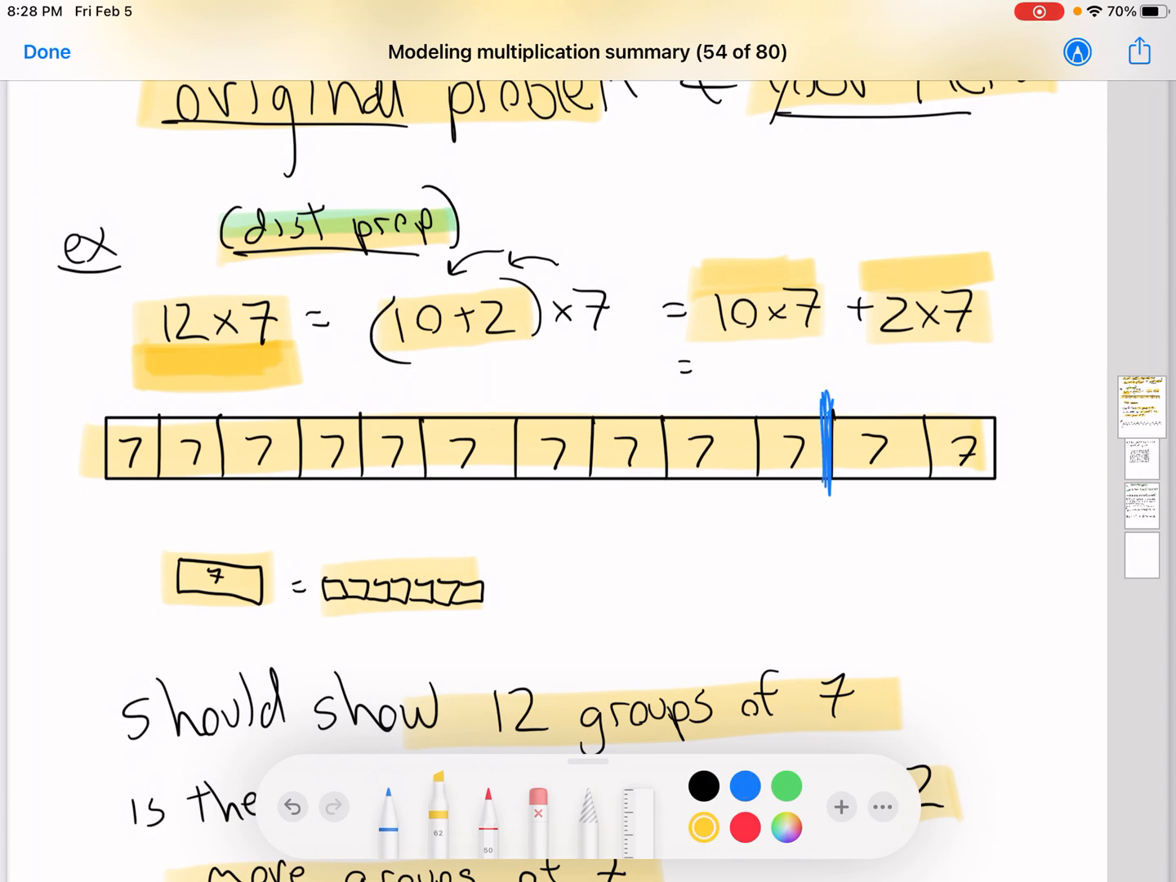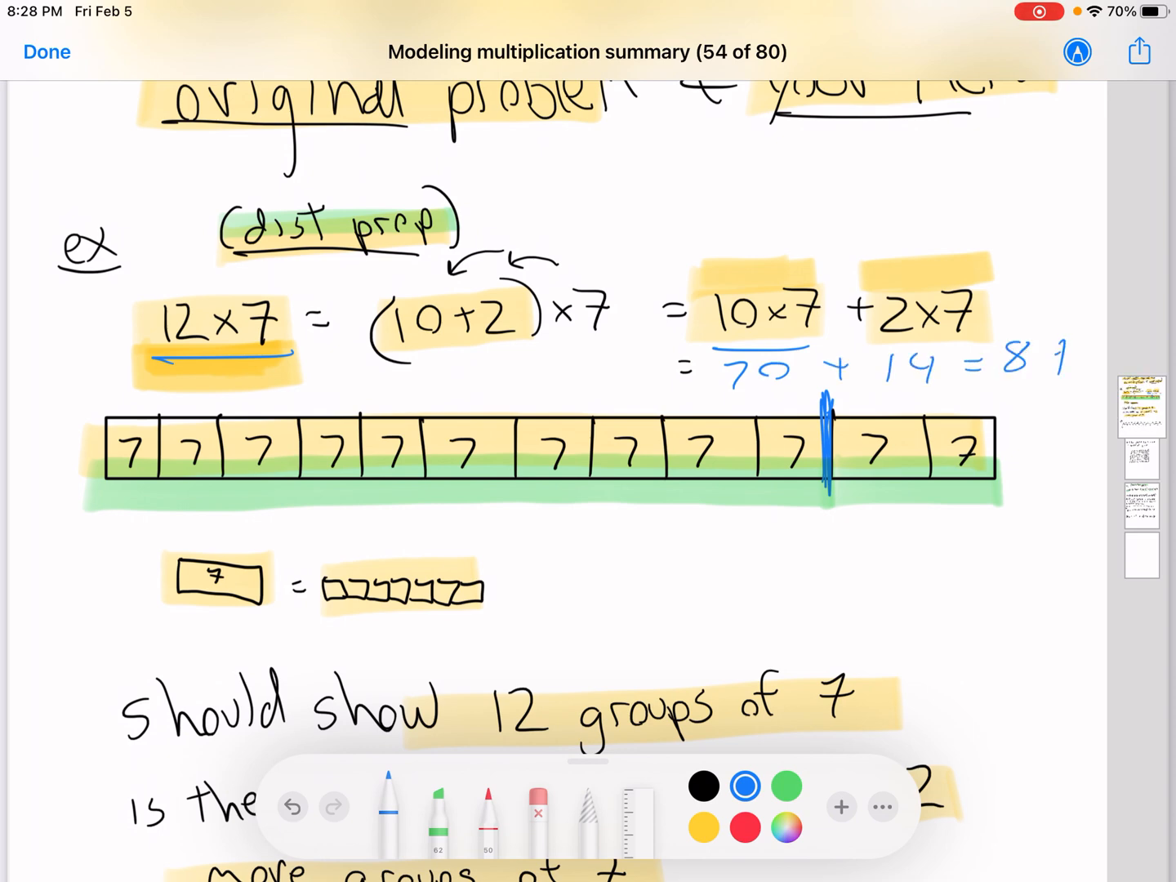Because I can look at the picture and I can see 12 sevens. I can also see 10 sevens, and I can also see 2 sevens. So you have 10 sevens here and 2 sevens here. And then, 10 times 7 is 70, plus 2 times 7 is 14. And so you'd add that together and we could solve this problem as 84, right? This is 10 times 7, so that would be 70. And this was 2 times 7, so that would be 14. And you add those together and you get your overall value of 84.